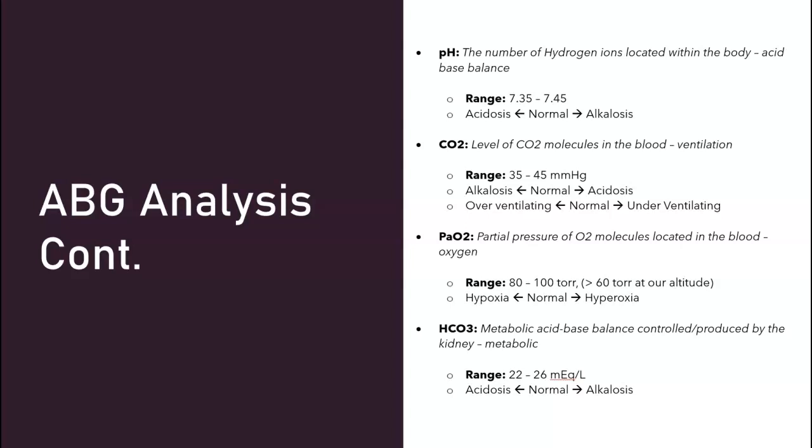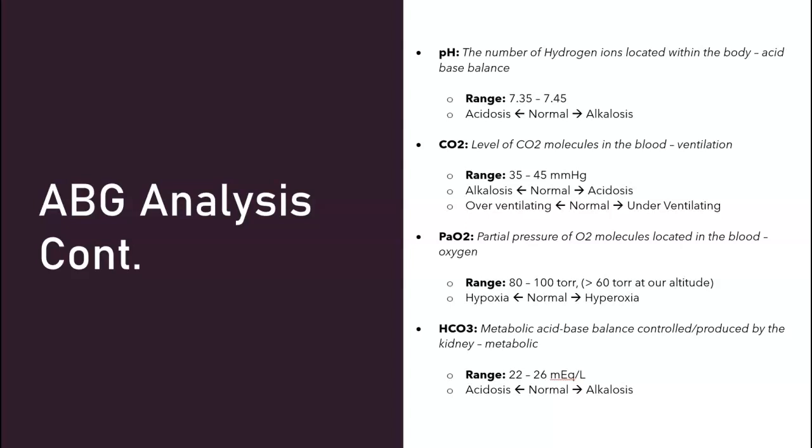And then bicarb. So this is the metabolic, your kidney part. So pH is overall body acid-base balance. This is the whole picture. CO2, lungs. PaO2, heart and lungs. And then bicarb is your kidneys. They're our metabolic status. So these are your kidneys doing your acid-base balance.